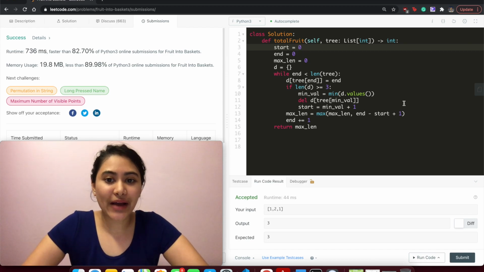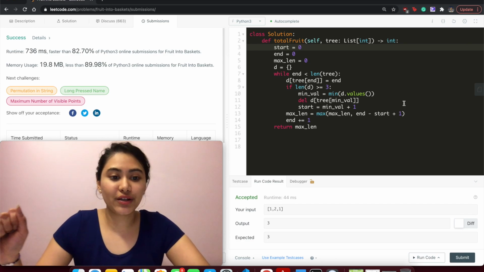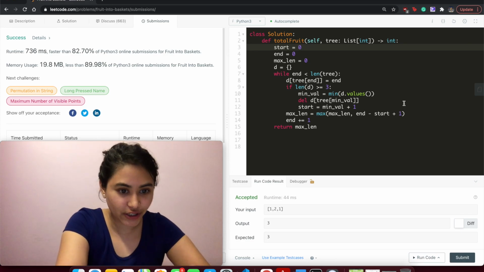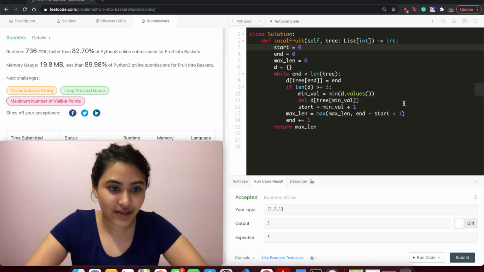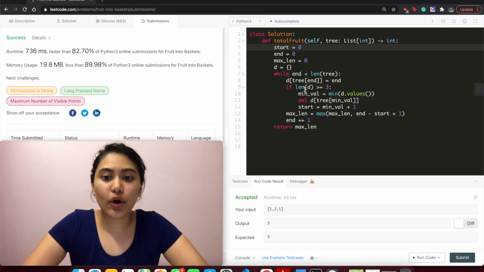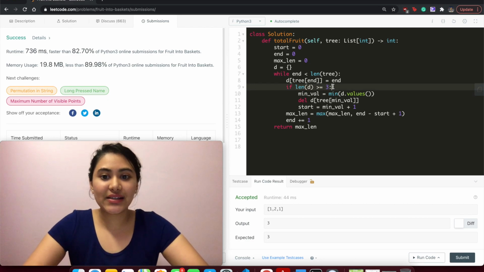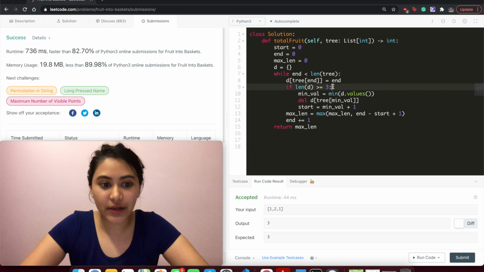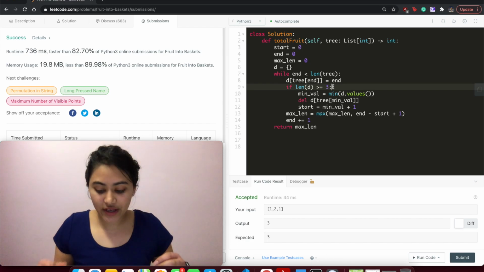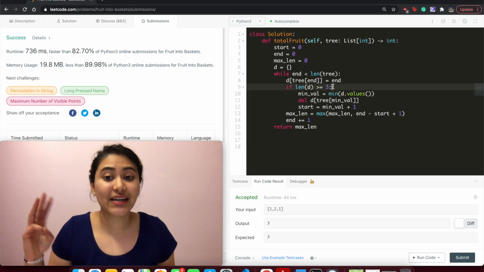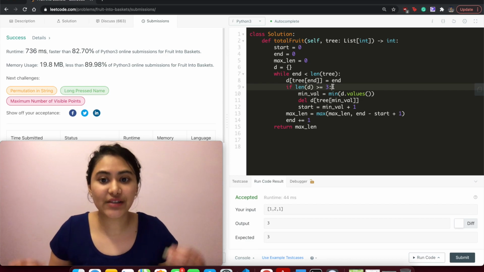So quickly talking about space and time complexity. For time, we go through the entirety of the list tree, so that is a linear O of n. And for space, we only ever store 3 things in our dictionary. The space is not dependent on our input in any way, and we know we only have a max capped at 3, so that is constant space, O of 1.